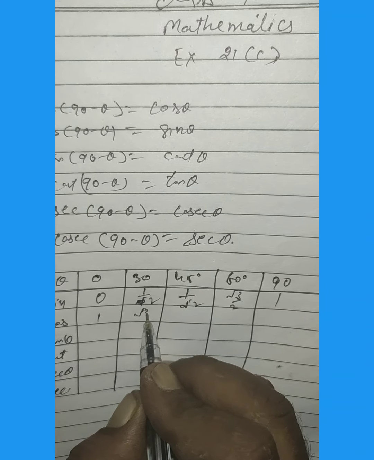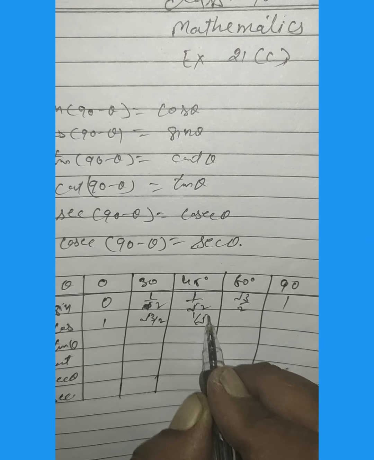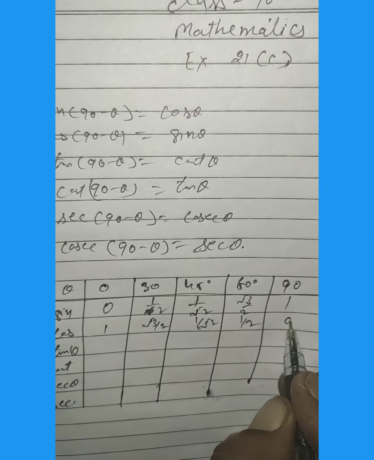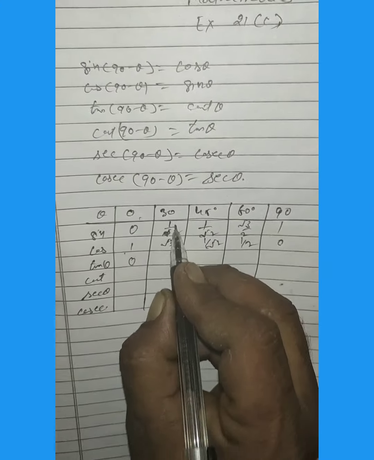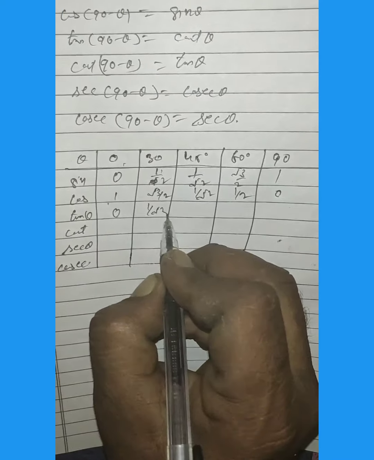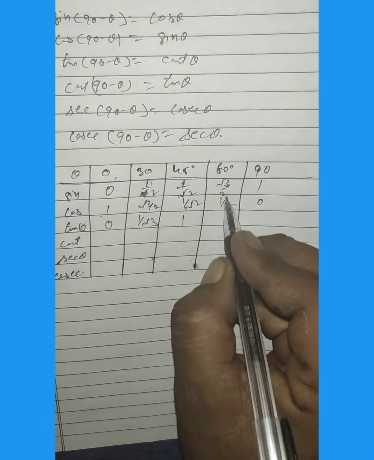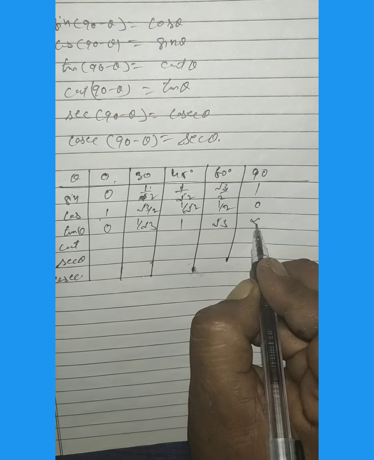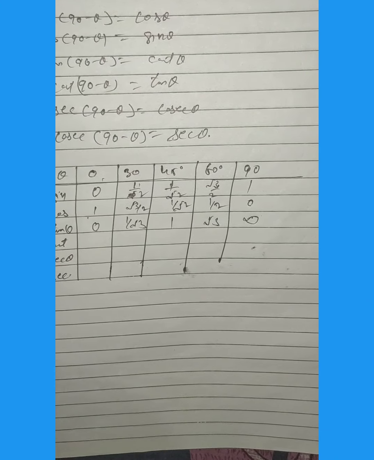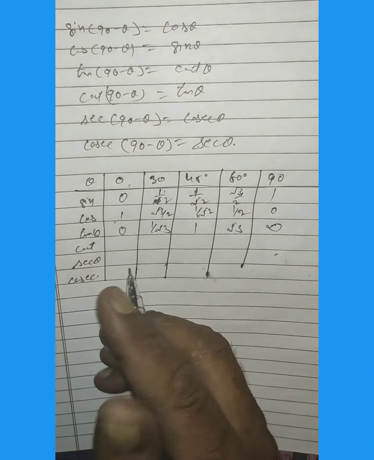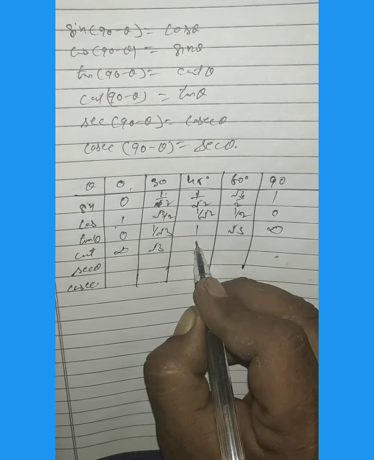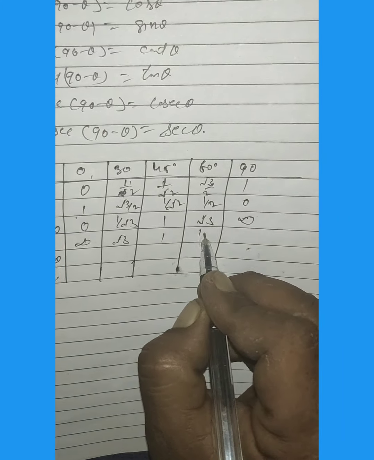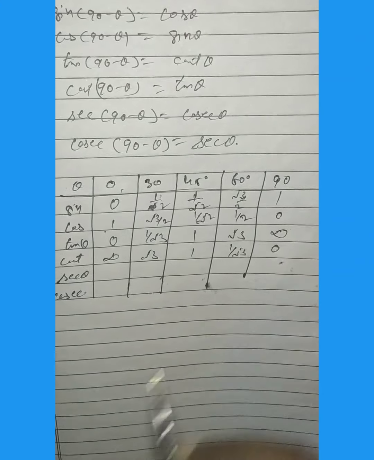Then cos will be the reverse of the sine: 1, under root 3 by 2, 1 over under root 2, 1 over 2 and 0. Tan is sine over cos: 0 over 1 is 0, then 1 over under root 3, then 1, then under root 3, and then infinity. Infinity means does not exist. Then cot is the converse: infinity, under root 3, 1, 1 over under root 3 and 0.